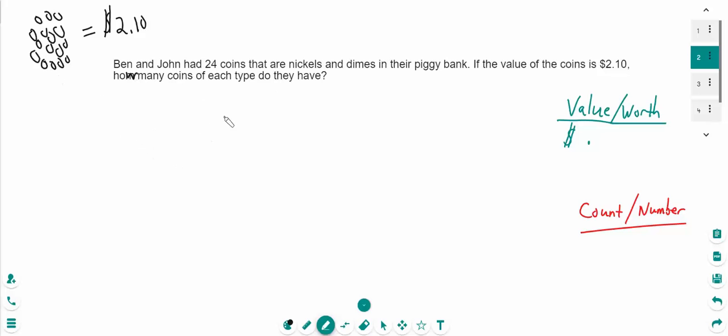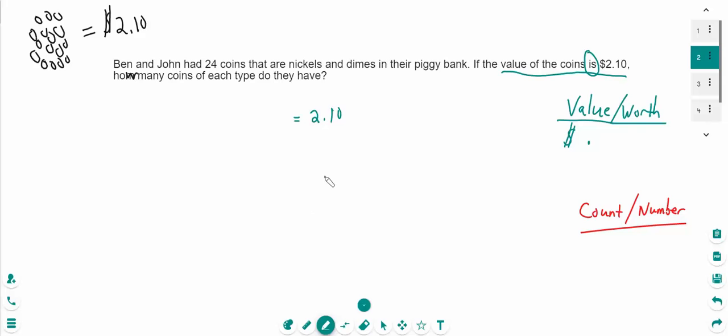So again, going back to the two different kinds of equations we want to pull out of here, what would be the value or the worth equation here? We need to think money. What were the coins worth? Well, they tell us right over here, don't they? They say that the value of the coins is $2.10. Remember, "is" often means equals. So "is" means equals $2.10.